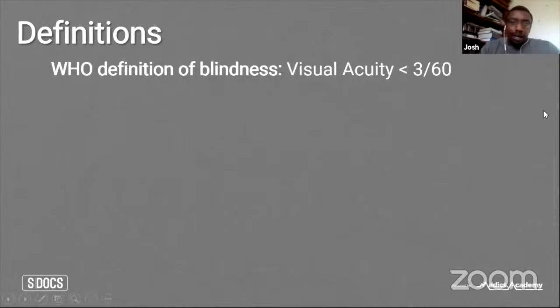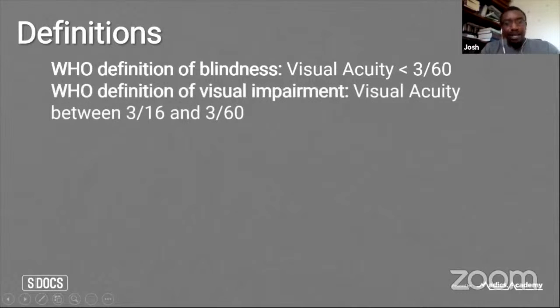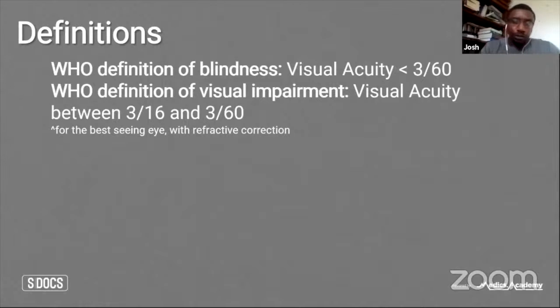So that is blindness. And the WHO definition of visual impairment is a visual acuity anywhere between 3/60 and 6/18. So once again, just to explain the concepts and hopefully you're able to understand, a visual acuity of 3/16 means that an individual from 3 meters can see what a normal person can see from 16 meters. If you take the person further more than 3 meters away from the objects, they can't see it anymore. So that is the definition of visual impairment. And these definitions are with the caveat that these are for the best seeing eye and with appropriate refractive correction for the patient or individual as well. So glasses or contact lenses is refractive correction.